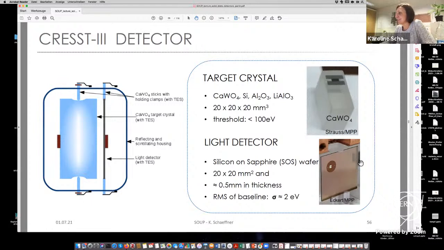The light detector is shown here. You have this wafer, and on it you have the TES sensor. They have very good performance, the RMS of the baseline is 2 electron volts. So this is a really good light detector. It's not a single photon detector as you have with the PMT or other photodiodes, but for being a macroscopic object, they have a very good performance nonetheless.